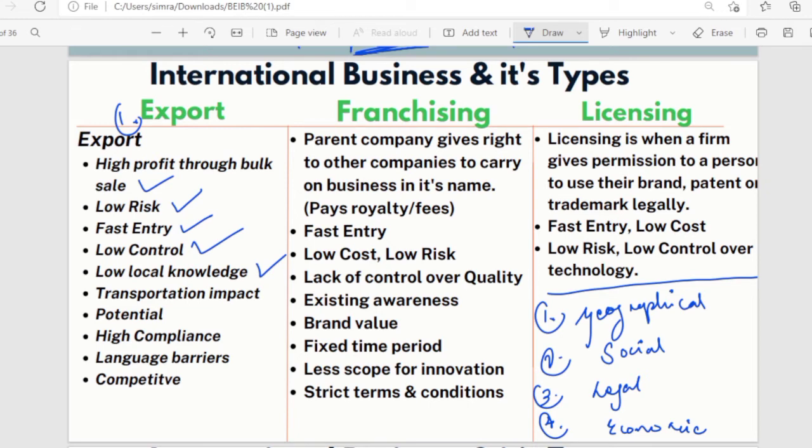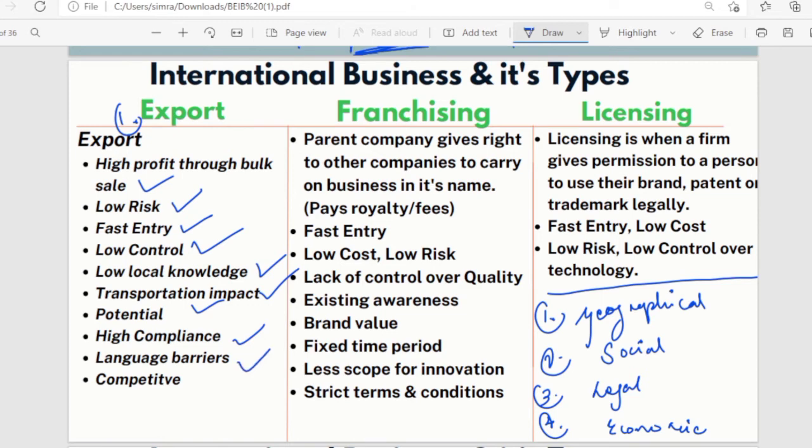The local sellers or local vendors don't do much research as to the persons or businessmen who will work with them, maybe through franchising or licensing or joint ventures. Exporters don't have local knowledge of the country where they are going to export the product. Transportation impact: transportation plays an important role while exporting. Potential high compliance: again, this can be a plus point or a minus point. Potential is definitely a plus point, but high compliance can sometimes delay things, or high compliance is good so no one can cheat you.